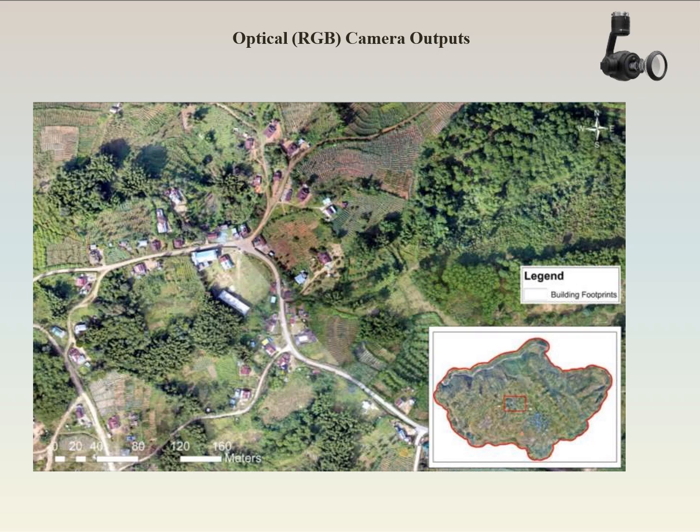Optical cameras, or RGB cameras, take pictures like your smartphone, but way sharper. They create things like orthomosaic images. Think of a giant stitched-together photo of the land. They also make digital surface models, which show the height of everything, like buildings and trees. Plus, they can build 3D models of an area. Imagine seeing your neighborhood in a video game. That's what these cameras can do.